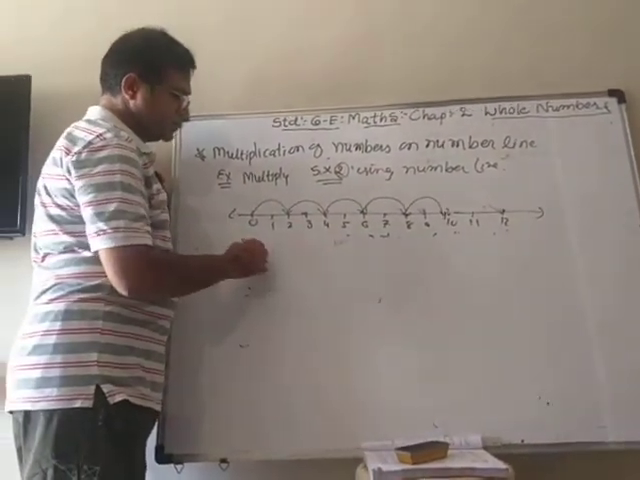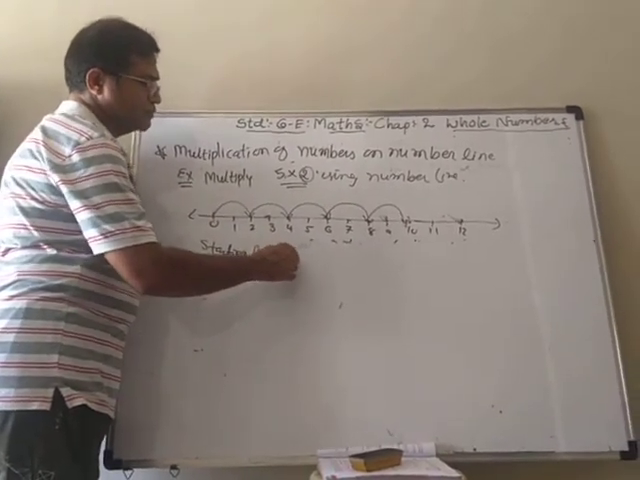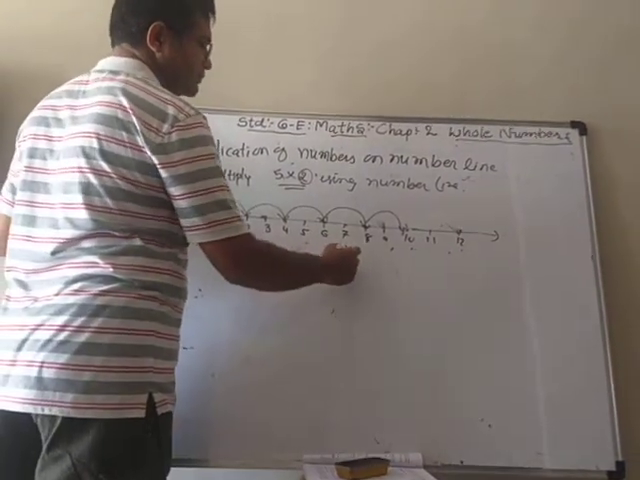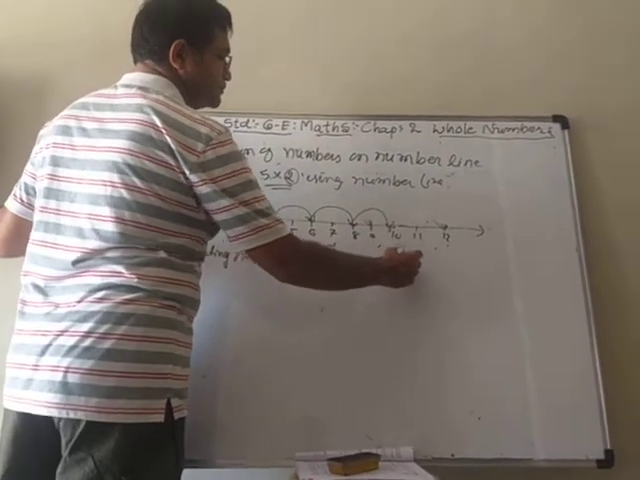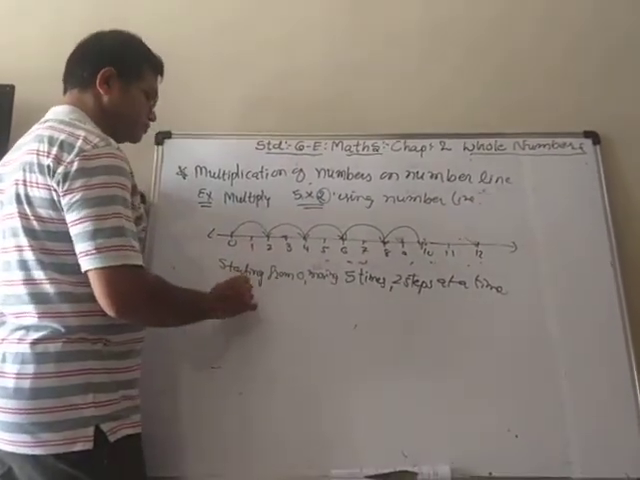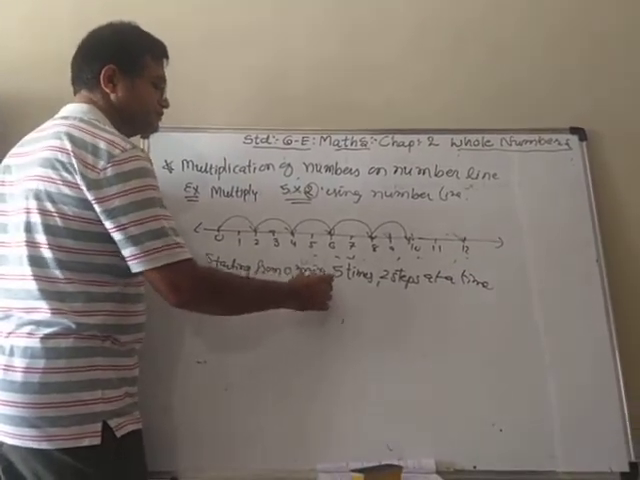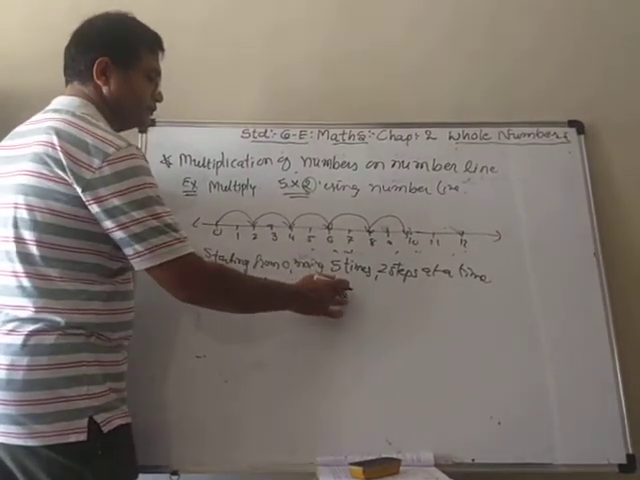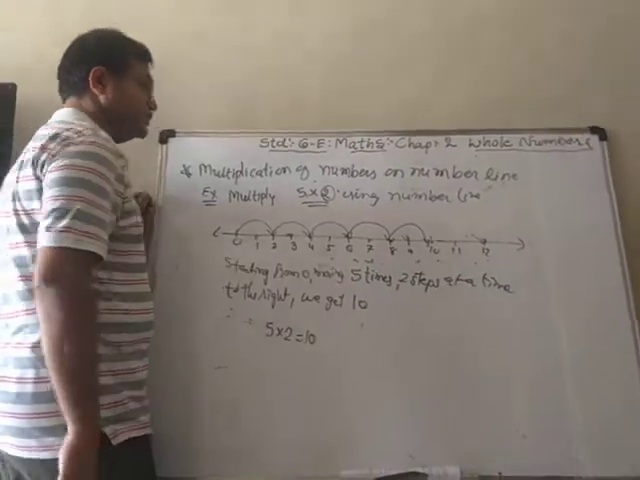So starting from 0, moving 2 steps at a time, 5 times, to the right side. At the end, we get 10. Therefore, 5 multiplied by 2 is 10.